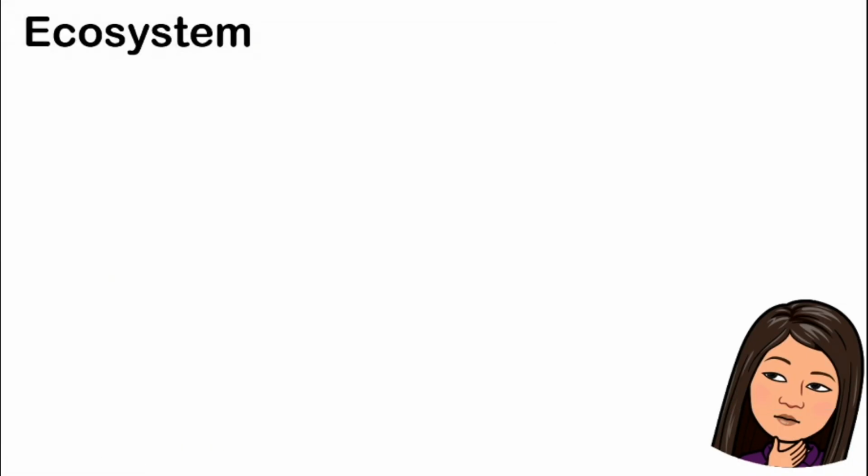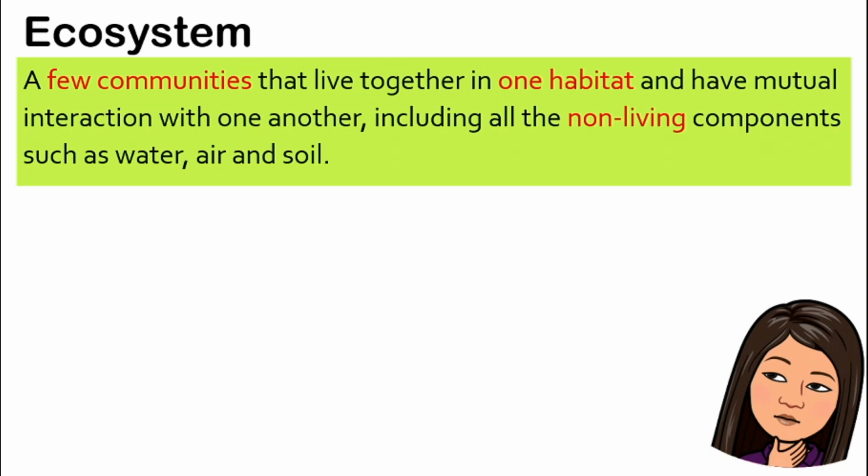How about an ecosystem? Ecosystem is a few communities that live together in one habitat. Can you see the pattern here? Okay, but there's something very special about ecosystem. What is it? It includes the non-living components. Meaning, before this, the words that we have learned like species, population, community, they are living things. But for ecosystem, it includes the non-living components like the water, the air, the soil, the sunlight, and so on.